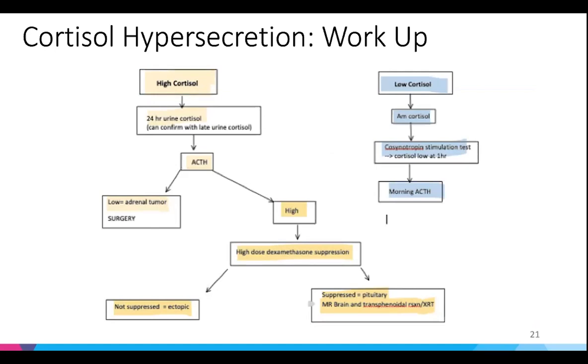Then you would want to determine the ACTH level. If it's low, this would point to an adrenal tumor and an indication for adrenalectomy. And if it was high, with subsequent high dose dexamethasone suppression to follow, it would point to either an ectopic ACTH producing mass like lung cancer, or if it is suppressed, a pituitary adenoma.